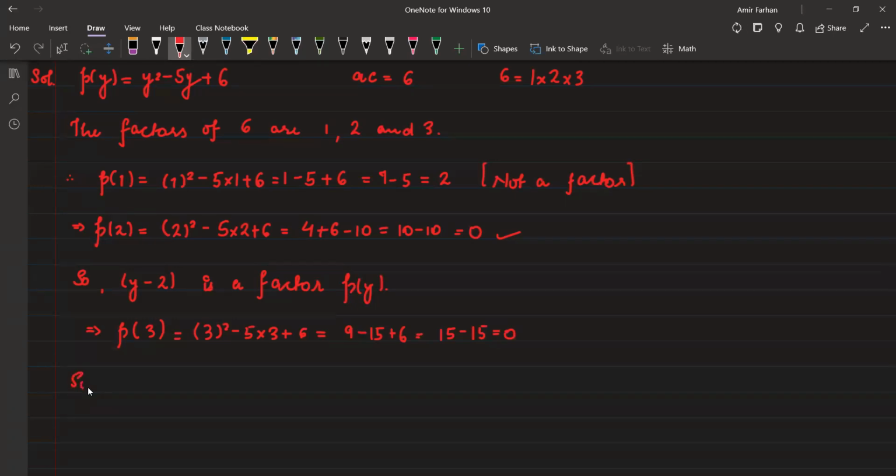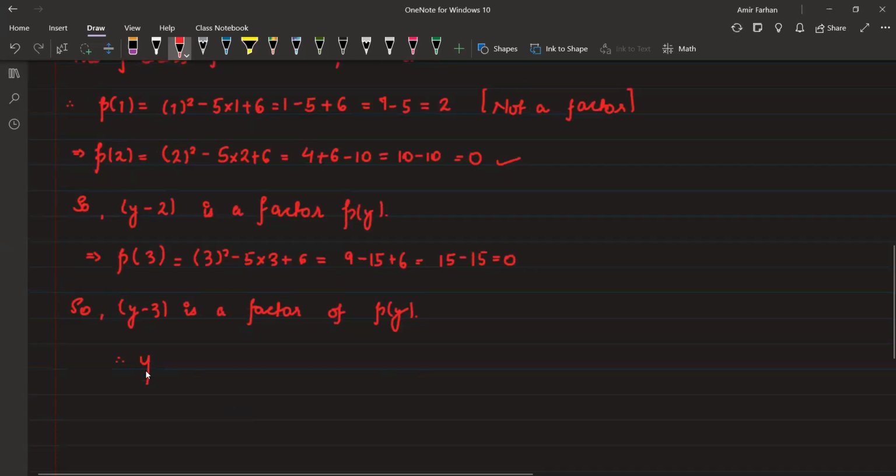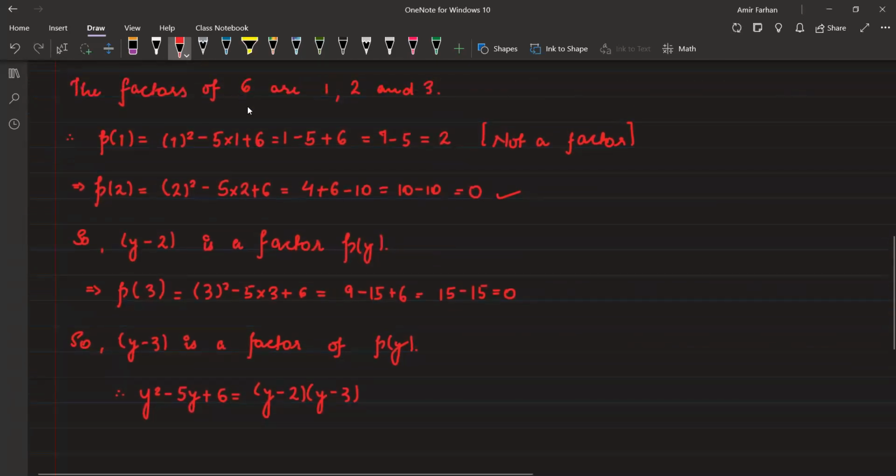It means that y minus 3 is a factor of p of y. So you can write this as y square minus 5y plus 6 can be factorized as what? y minus 2 and y minus 3. Clear? Everybody? This is called factor theorem. This is how you will factorize using factor theorem.